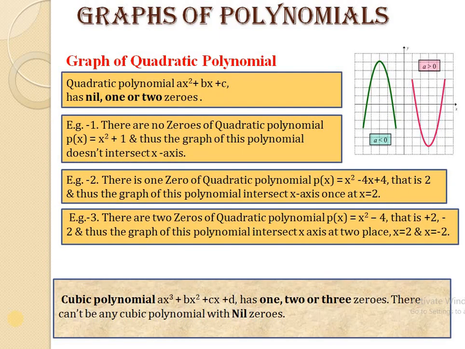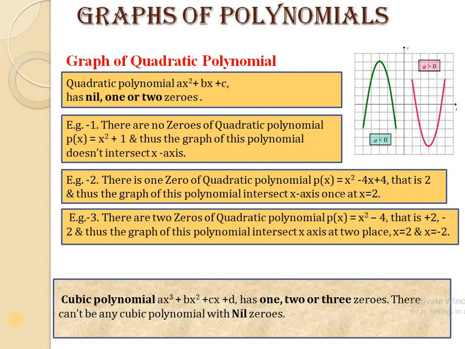Now, graph of a quadratic polynomial. The standard form of a quadratic polynomial is ax square plus bx plus c, which has either nil or 1 or 2 zeros. Let us take an example. There are no zeros of the quadratic polynomial p(x) equals x square plus 1.